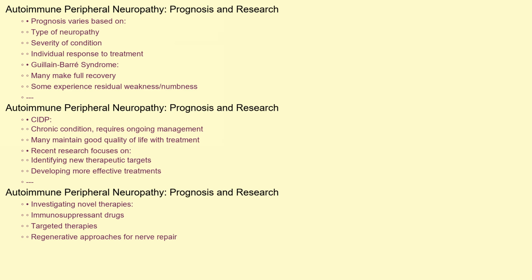Recent research has focused on identifying new therapeutic targets and developing more effective treatments. Studies are investigating novel immunosuppressant drugs, targeted therapies, and regenerative approaches to promote nerve repair and recovery. By understanding the intricacies of this disease, we can strive to improve the lives of those affected and offer hope for a better future.